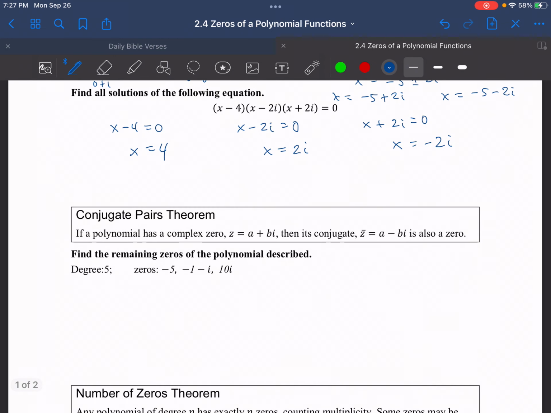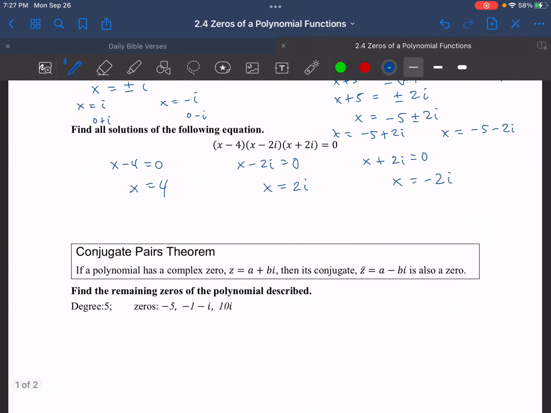So this brings us to something you may have noticed, which is the conjugate pairs theorem. Essentially, what we have is a complex conjugate, where for any complex number like z equals a plus bi, its complex conjugate, a minus bi, which is just taking all the values that have i in them and making them negative, is also going to be a 0. So if a plus bi is a 0, then a minus bi is a 0.